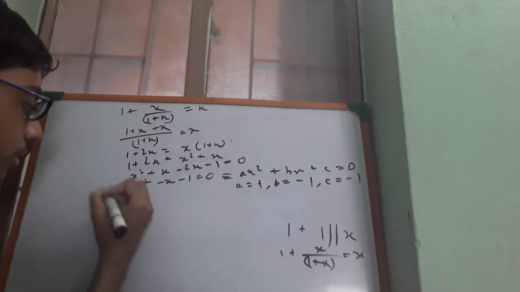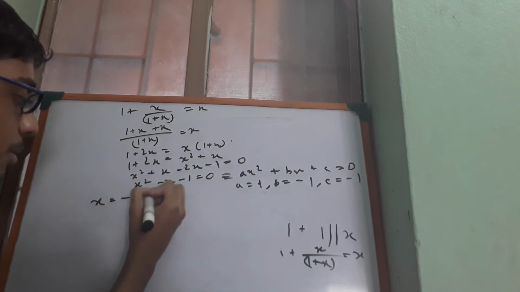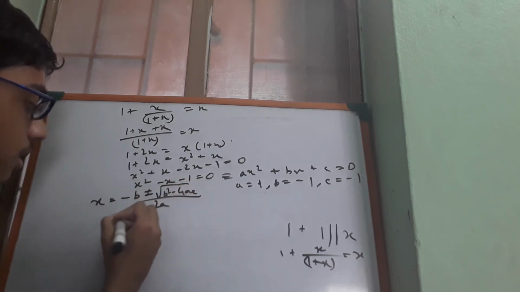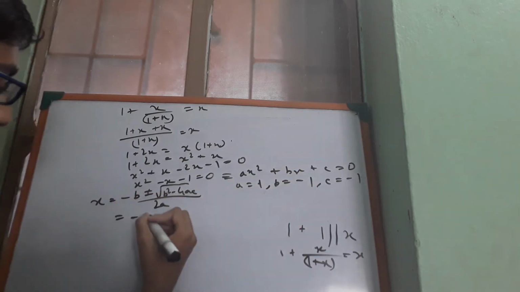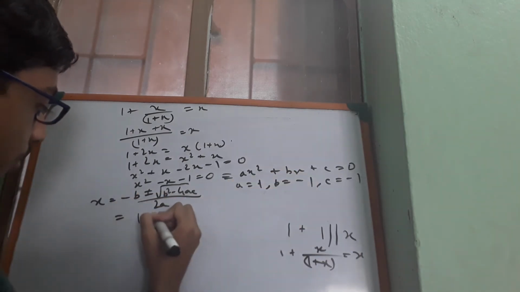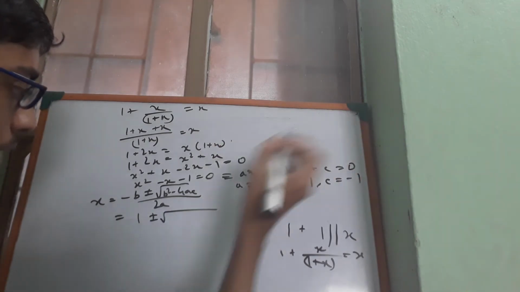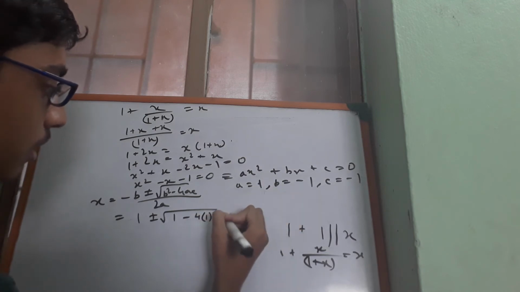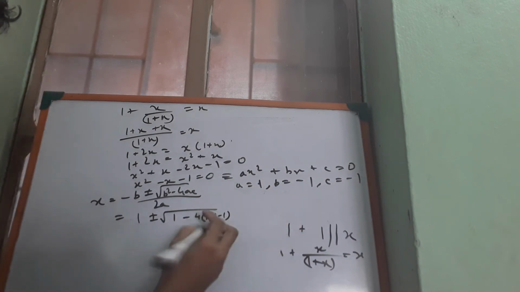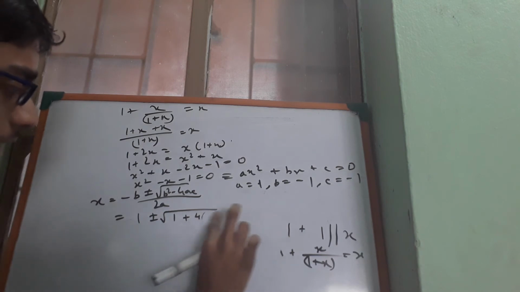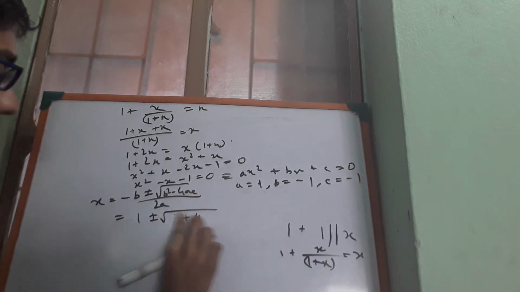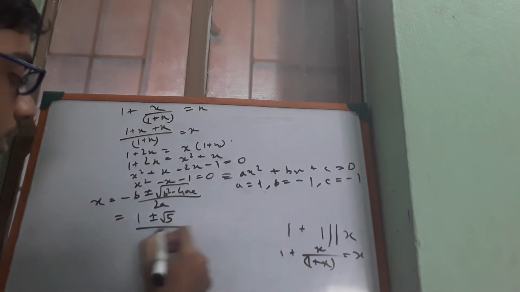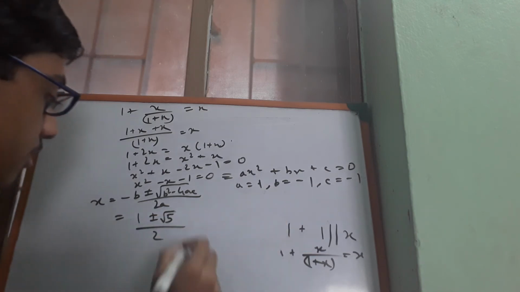So Sridharacharya formula says that x will be minus b plus minus under root of b square minus 4ac over 2a. So in this case we put in the value of b is minus 1, so minus of minus 1 will just give us positive 1, plus minus under root of b square, which is minus 1 square, which will give us positive 1, minus 4ac. A is 1, c is again minus 1. So we have minus 4 times minus 1, so this will just give us plus, and 4 into 1 is 4, so all we have is 1 plus 4. So that is under root of 5 over 2a. A is 1, so that's 2 times 1 is 2. So that is our answer.